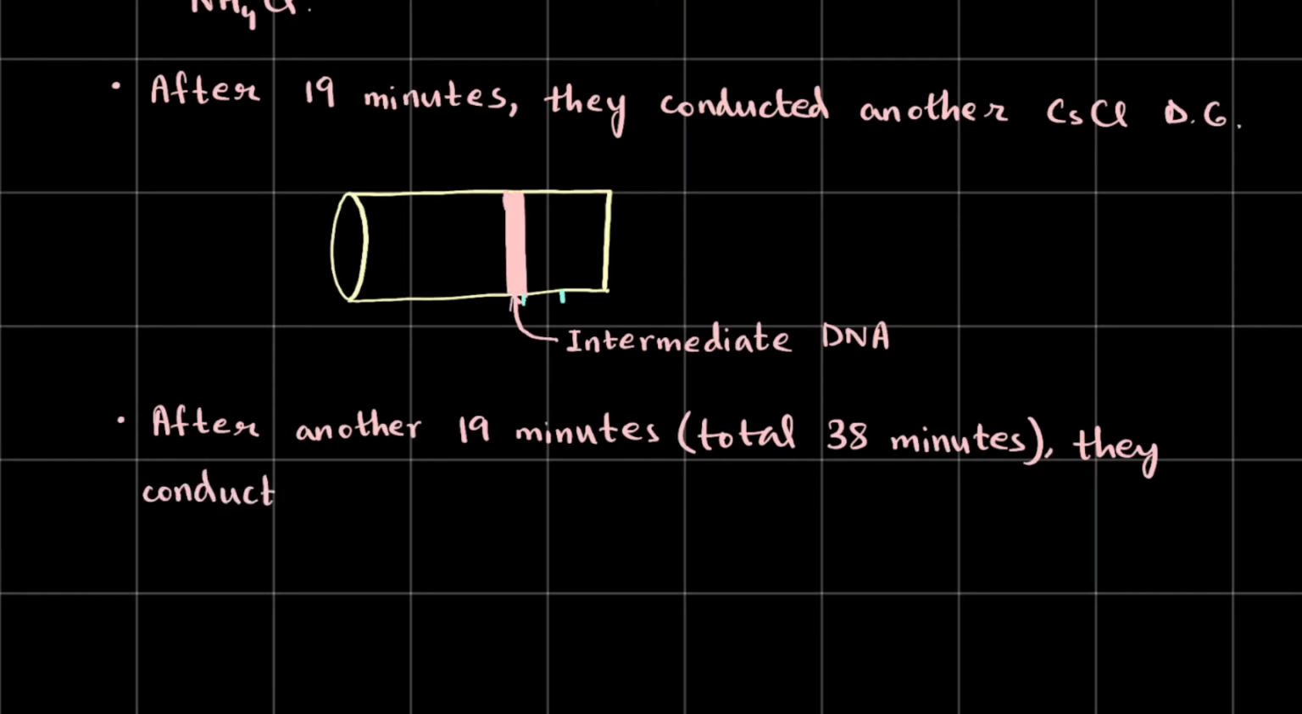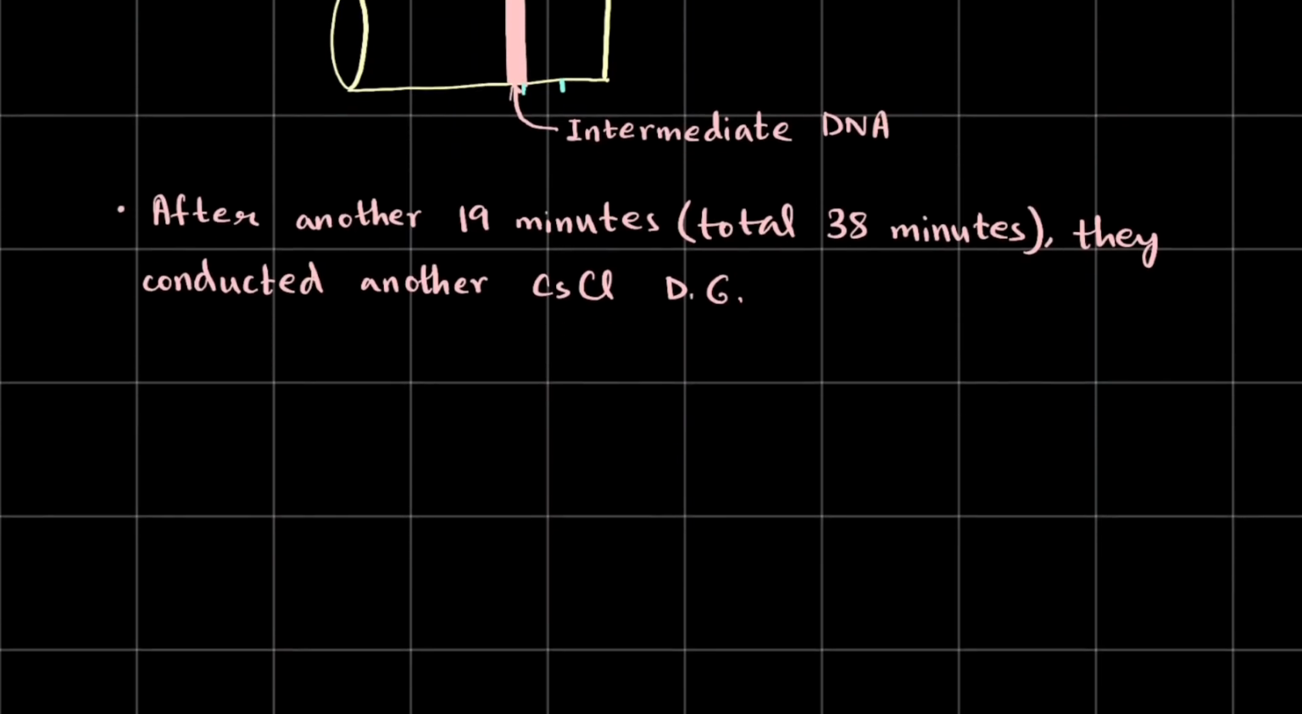Now, by conducted, I don't mean they took the whole tube of DNA and put it in the CSCl. They just took small samples, right? So that the further steps in the experiment could be conducted. It's a laboratory procedure, right? We don't take the entire thing and dump it in the tube and rotate it. This is a very strictly controlled procedure. We just take small samples and we do whatever we want with it, right? They conducted another CSCl density gradient, right?